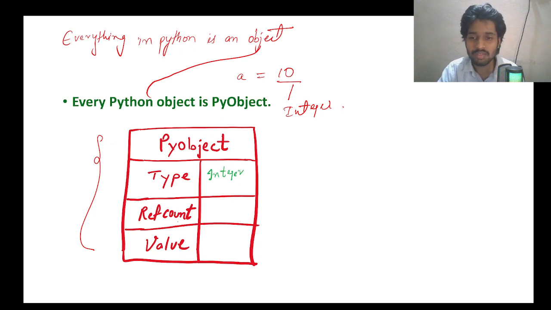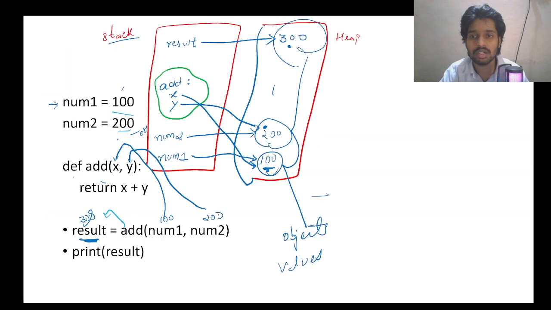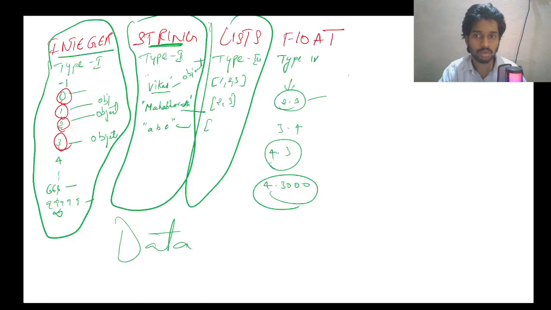Every object is defined with these three attributes. The first one is type. So 10 is an object here, and the type is stored here. And the reference count. What is meant by reference count? I just explained the reference count here. Let me show you. Yeah, here, this is nothing but the reference. For this 200, num2 is pointing to this 200, so num2 is the reference. And for this 200, y is also pointing. So these two are the references for this 200. How many references do we have? 2. That we are going to store in this Python object for every object.